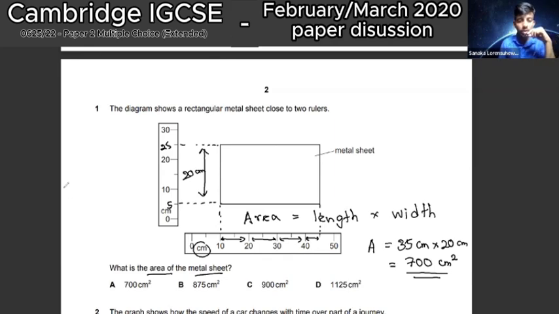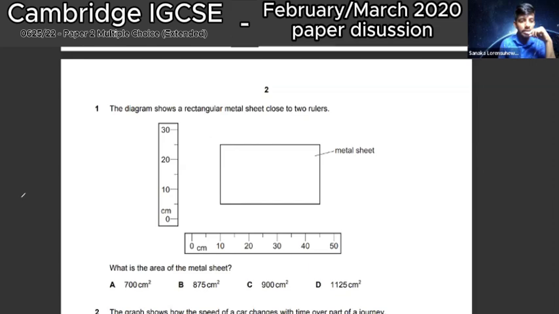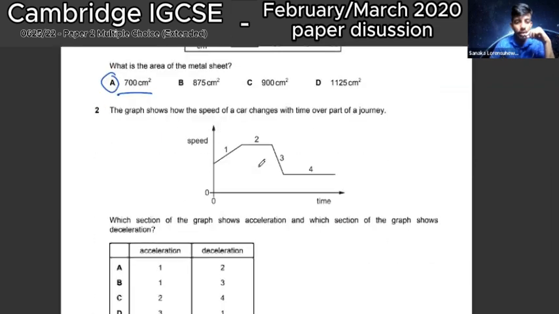Do you want to write it down? You can write it now. The answer is A. I mark A here. Very easy. Then let's move to the second one.